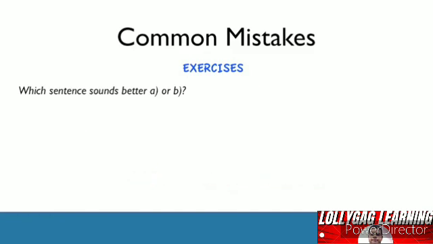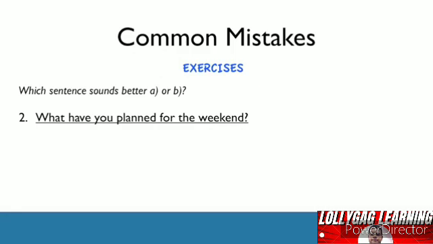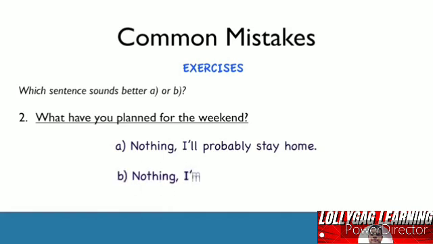Let's look at our second example. Someone asks you, what have you planned for the weekend? Now, you don't have any plans. What should you say? Nothing, I'll probably stay home. Or, nothing, I'm probably going to stay home. Take a moment to choose the sentence that sounds better to you. Correct. The answer is A. Nothing. I'll probably stay home. Because you're reacting to the question and deciding at the time of speaking to stay home. You had no plans or decisions before you were asked.